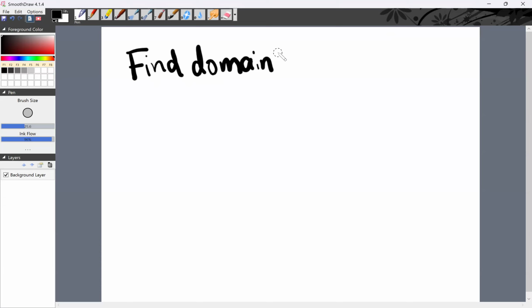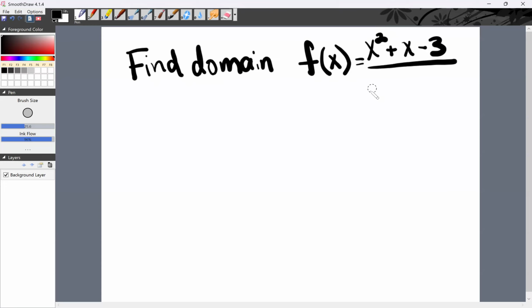Now remember, the domain is all of the valid values of x that can satisfy a function, okay? So as I'm writing the function, you can observe that we have a quadratic on top, in the numerator, and then in the denominator, we have a square root. Now, we can put in any number for x on the top, but on the bottom, there are some rules that we need to follow.